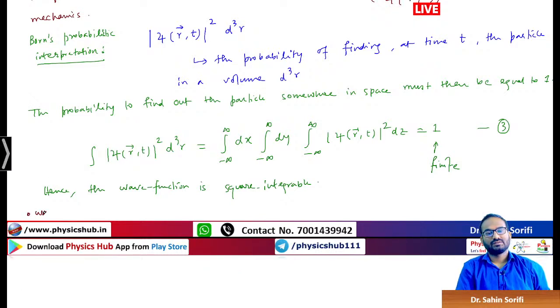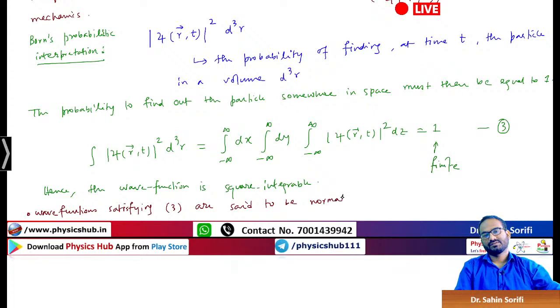Note that wave functions satisfying equation 3 are said to be normalized or square integrable.